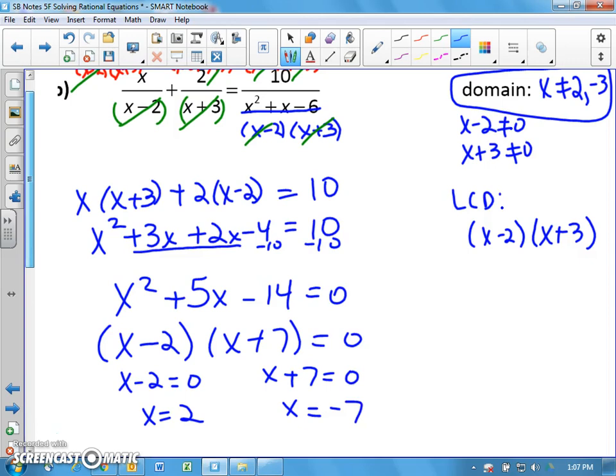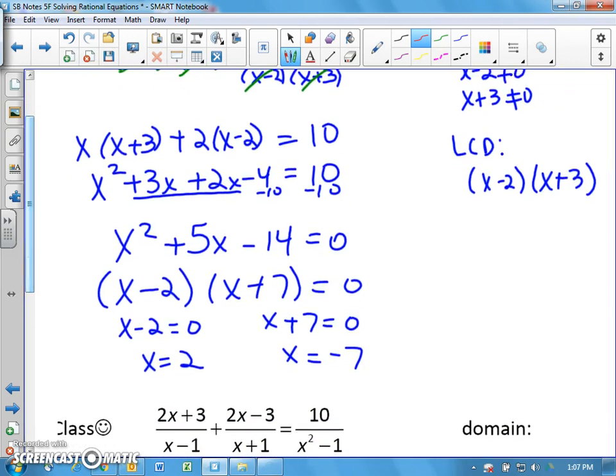But wait a minute, we need to look at our domain. Our domain has excluded the values 2 and negative 3. So since this is excluded, our only answer is that x is equal to negative 7.